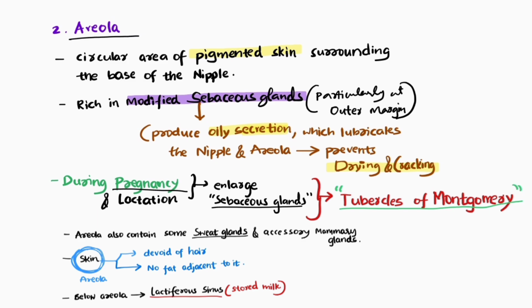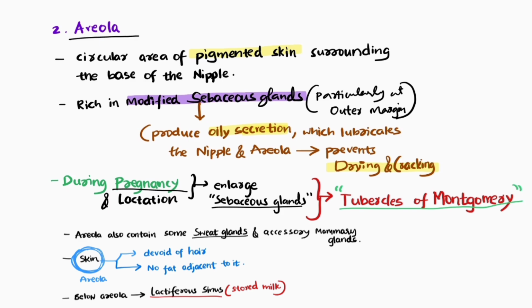The important aspect of these sebaceous glands is that during pregnancy and lactation, they enlarge and are called tubercles of Montgomery. The areola also contains some sweat glands and accessory mammary glands. The skin of the areola is devoid of hairs, that is, no hairs are present on the areola, and there is no fat adjacent to it.